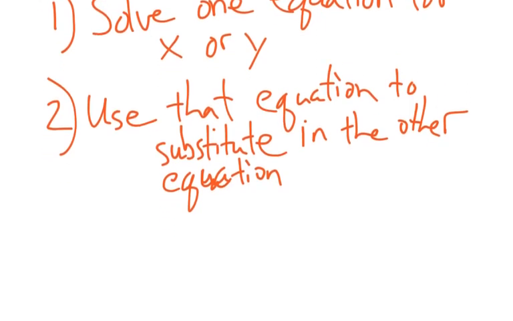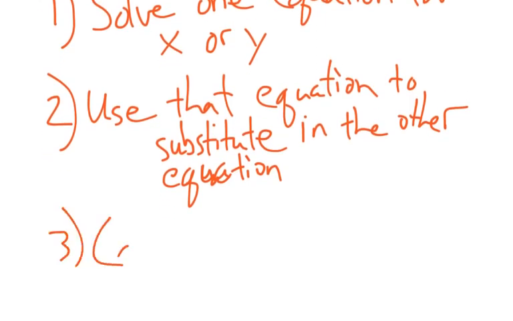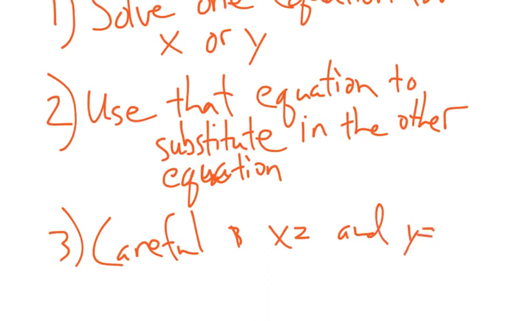Then just make sure that you are careful and you get an x equals and y equals for your answer. So sometimes students forget to do the x equals y equals and they get one answer, they think they're done, but you need to have both an x and a y.